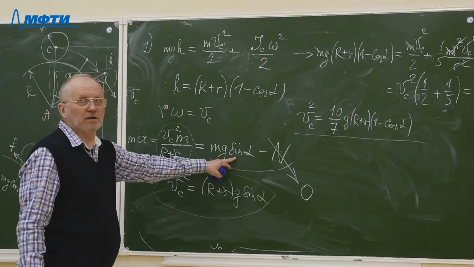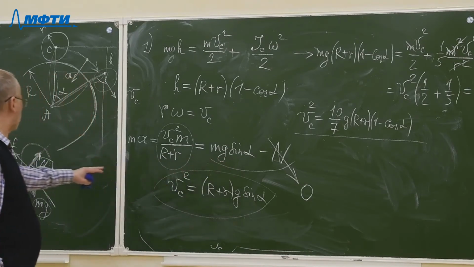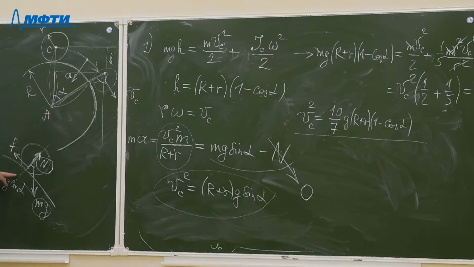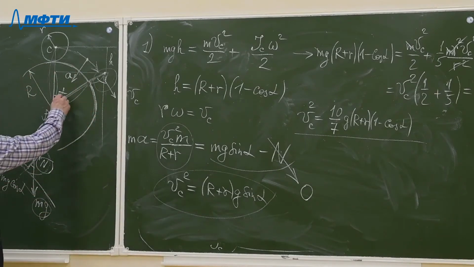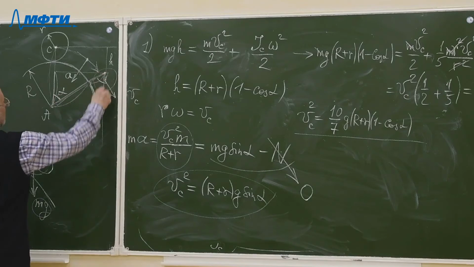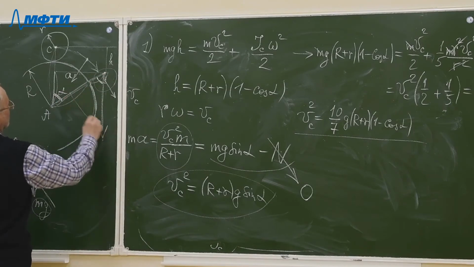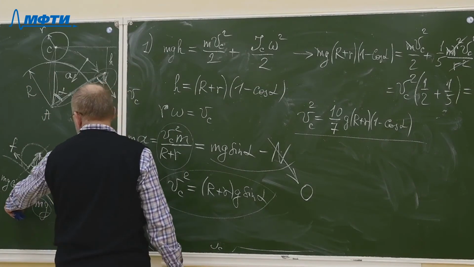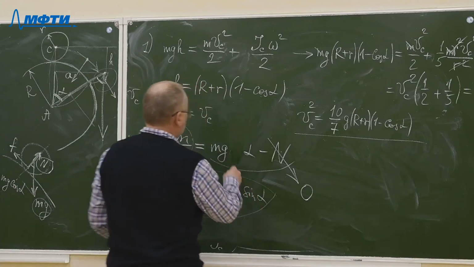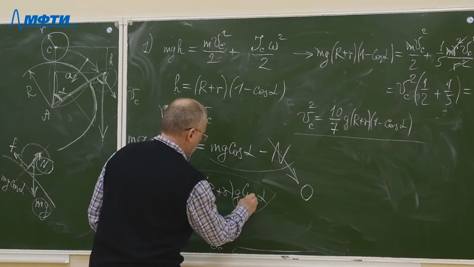Here? You think cosine should be here? Yes, exactly so. Thank you. How could I have made this mistake? This is alpha and this is also alpha, so the component of this force should be with cosine alpha, certainly. Thank you very much. And here it's written correctly and here it's incorrect. This is cosine. Absolutely so.